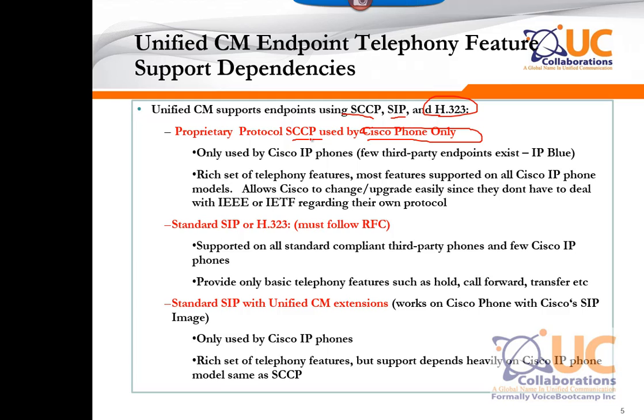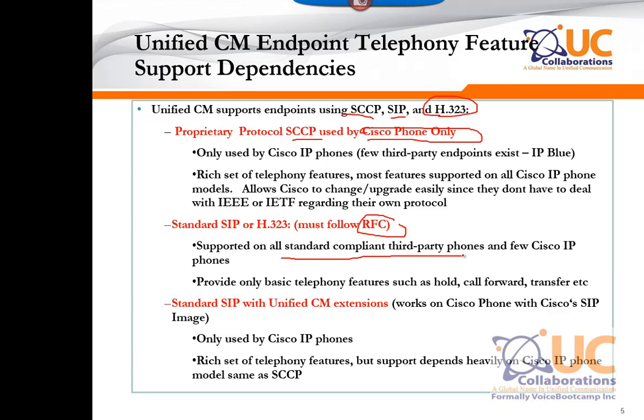Whereas if this was an open standard, then you would have to wait for IEEE or IETF blessing, for example. In some cases even ITU blessings. Now Cisco Call Manager also supports a standard SIP phone, which is basically a general IETF standard SIP phone, or an H.323 protocol phone. In either case, if you're going to use standard SIP or standard H.323, make sure it follows the RFC. Now in this type of environment, all standard-compliant third-party phones are supported.